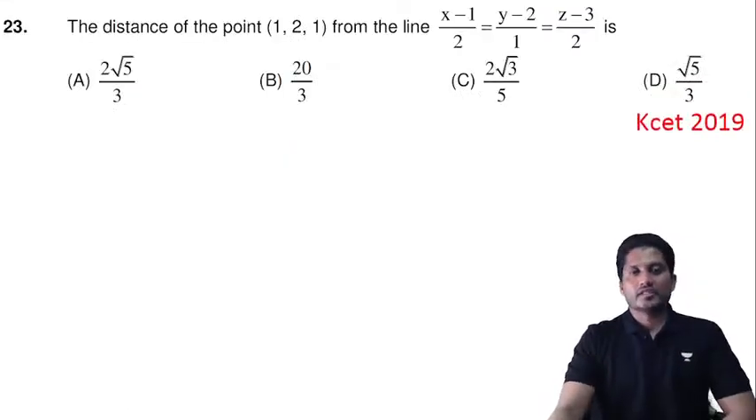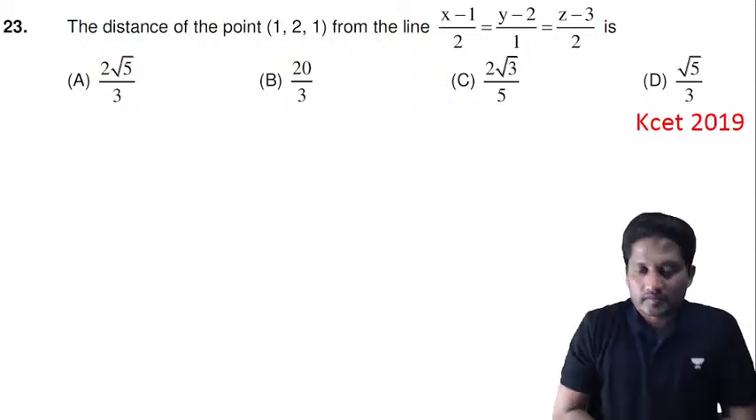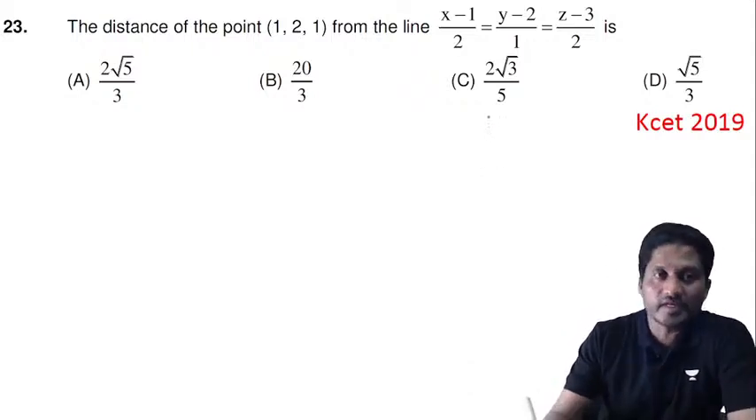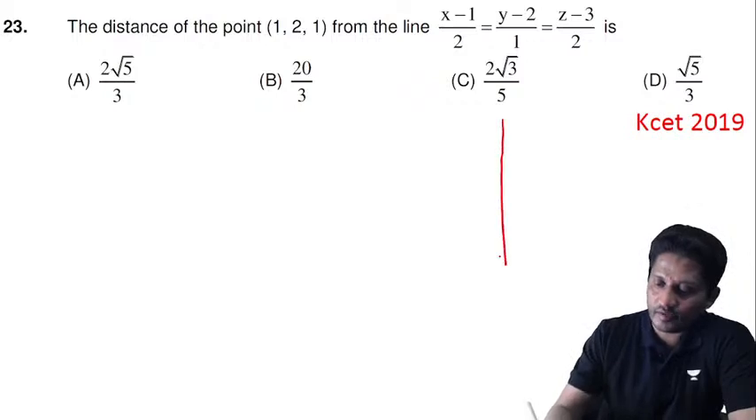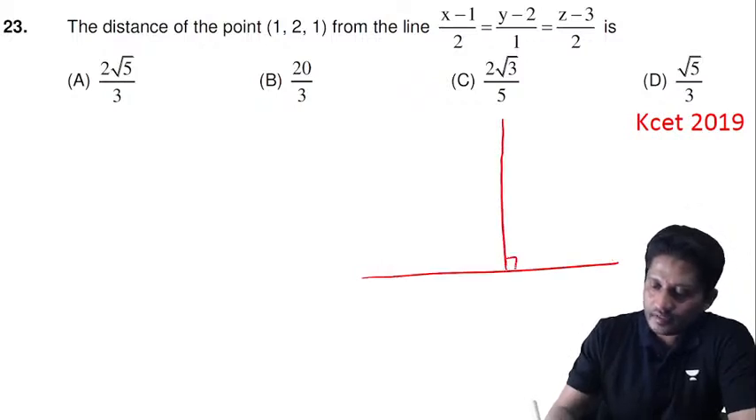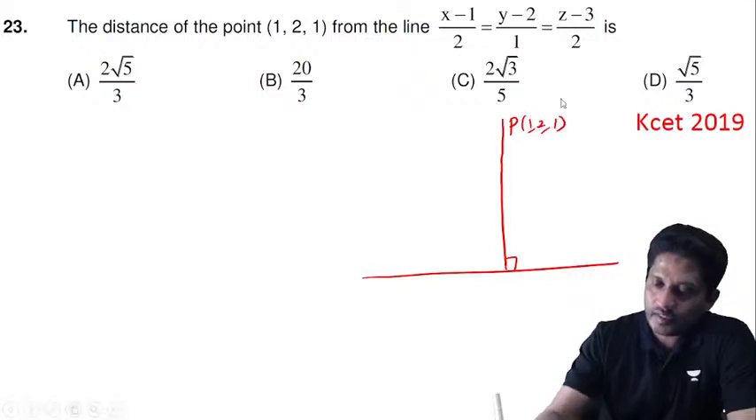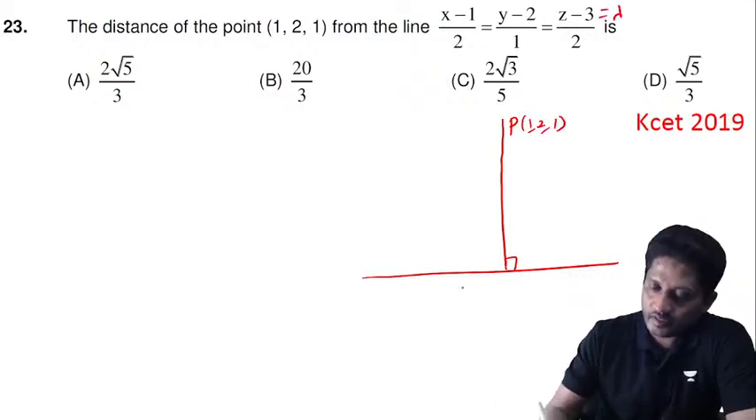Right, let's move to the next question. The distance of a point from the line. Alright, so we did a similar question in the 2019 paper. This is the point 1, 2, 1. I'll take this as lambda. So the general point on this line will be 2 lambda plus 1, lambda plus 2, 2 lambda plus 3.